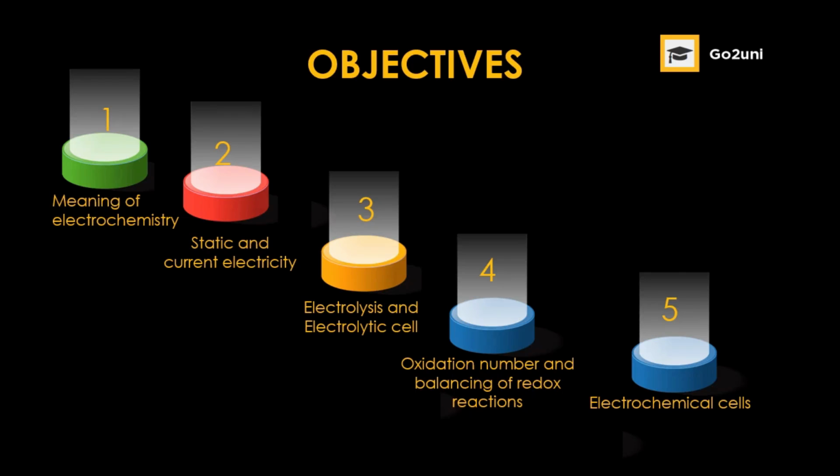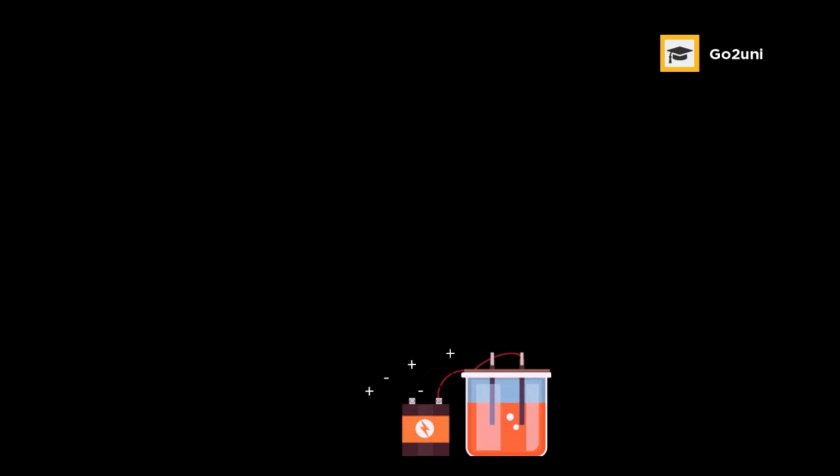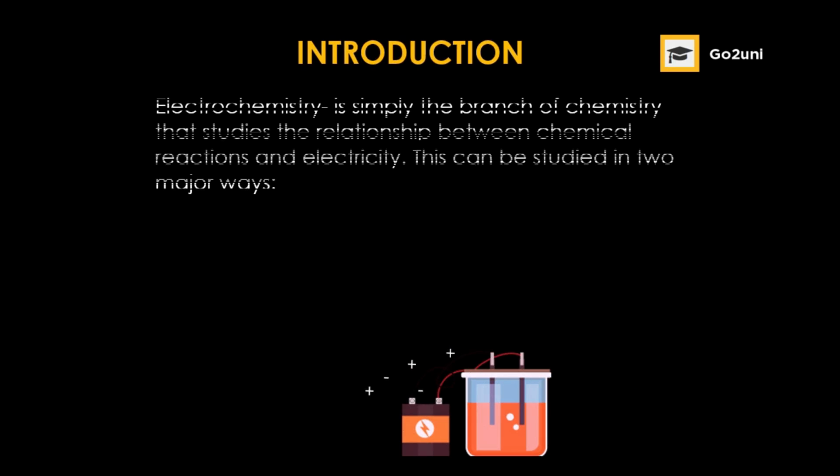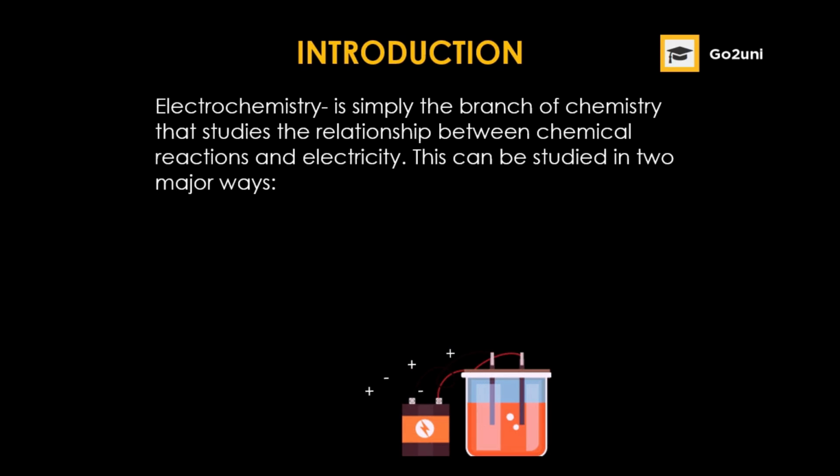Let's therefore proceed to the fundamental discussion of the day. When we talk about electrochemistry, what really do we mean? Now, as earlier stated, electrochemistry is simply that branch of chemistry that looks at the link between chemical reactions and electricity. Now, talking about link, this link can be studied in two major ways.